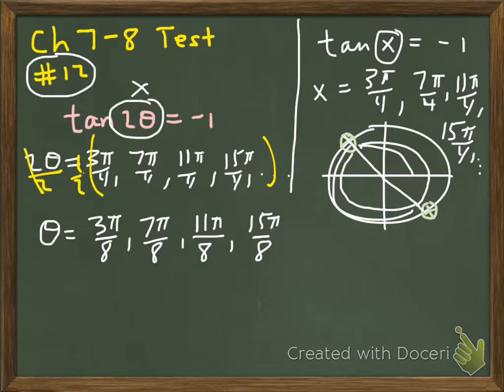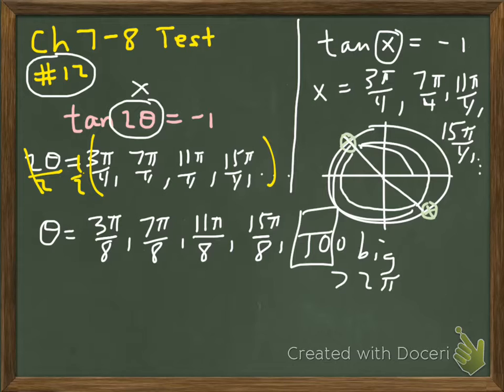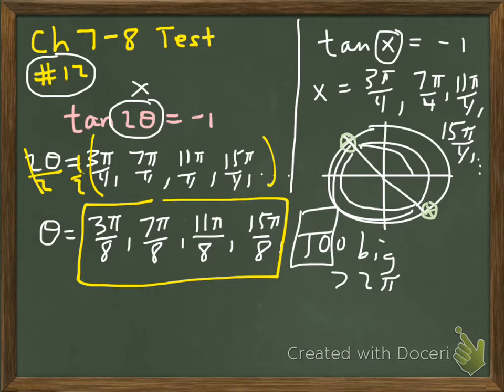If we did another one, then we would get something here that would be too big. It would be greater than 2 pi. Okay, so we don't need to keep going. And so therefore, our final answer is all 4 of those angles. That's what theta would be equal to. Okay?